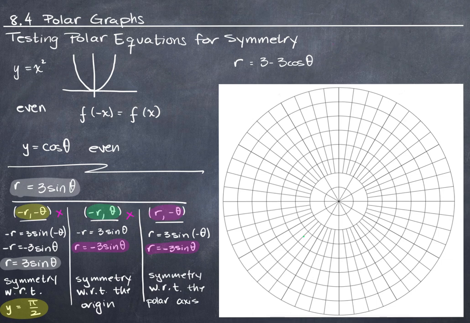Does it have the third kind? Here I'm going to replace theta with its negative cousin, but not r. So I'll have r equals 3 minus 3 times cosine of negative theta. r equals 3 minus 3 times cosine, which is even, so this is going to be cosine of theta. And that is exactly the same as the original function. So it does pass this test. So the graph of this function is going to have symmetry with respect to the polar axis. In other words, whatever it does up here, it's going to do exactly the same thing in a mirror image down here.